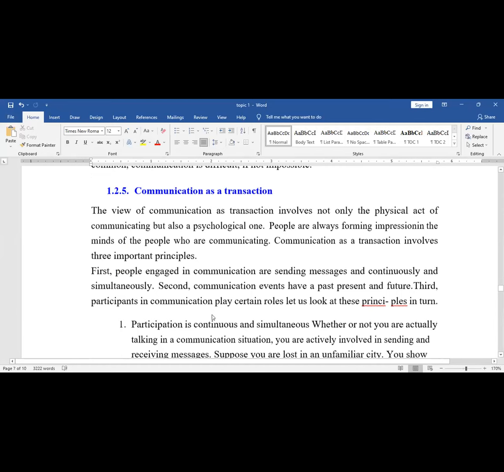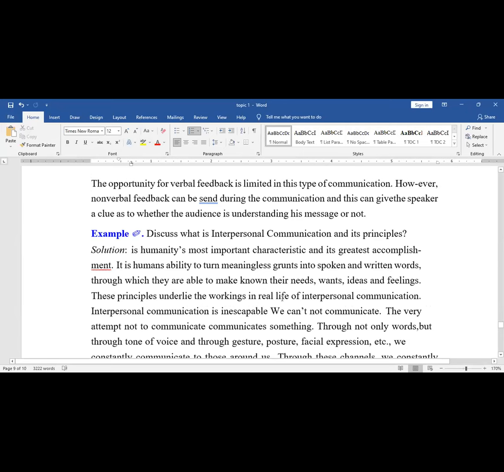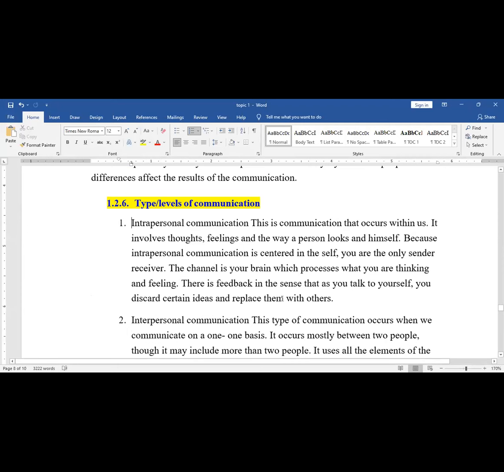Then there is what we call types of communication. I think I'll touch on types of communication. And there are only three types of communication. Type number one is intrapersonal communication. Intrapersonal communication is communication that happens within yourself. Sometimes you have an argument within yourself. Maybe you're asking yourself, can I join? Should I go to that class? You are having a discussion within yourself. You are the sender and you are the receiver of the information. You ask yourself questions and you answer yourself.